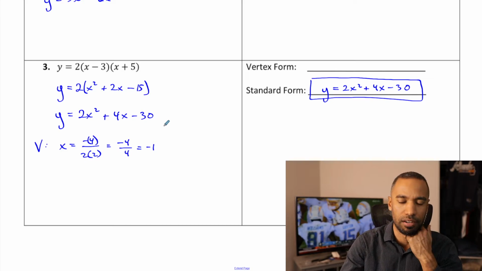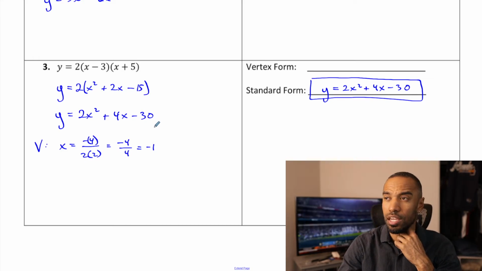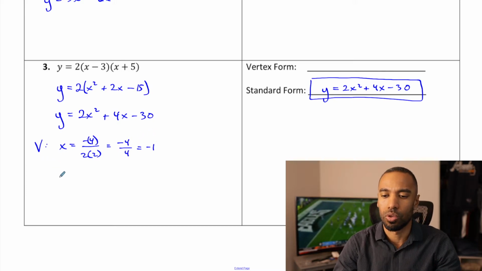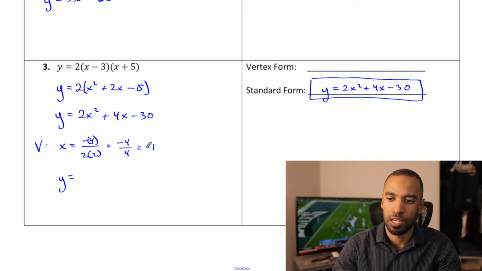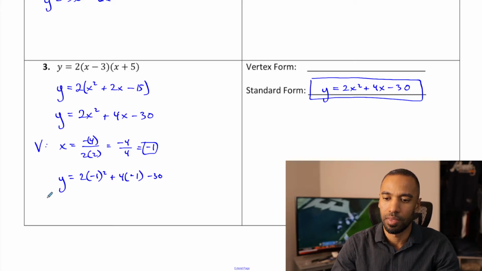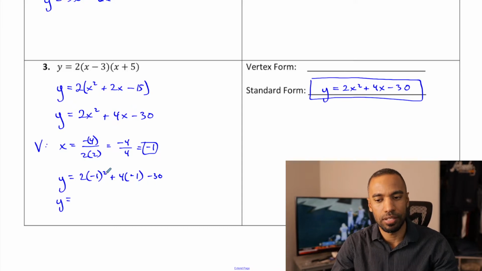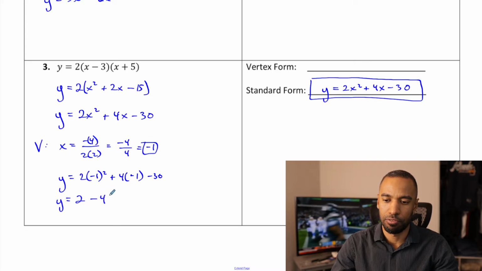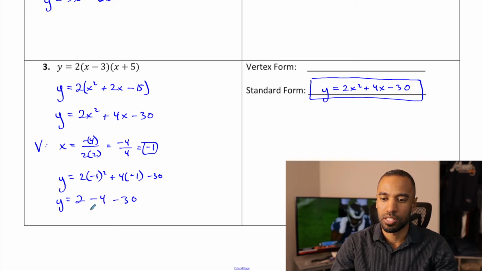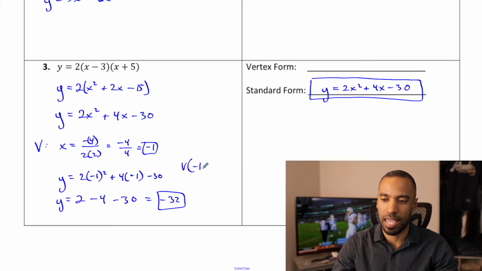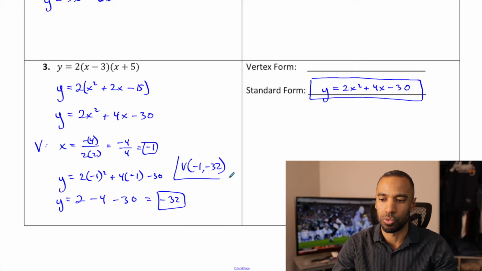I guess it's not much lower than negative 30, but it's low enough to matter. Oh, I think I can go by 2's. I think it's going to hit negative 32. So I think I can go by 2's. So the y value of this thing is going to be, you plug in negative 1 into here. So 2 times negative 1 squared plus 4 times negative 1, minus 30. Negative 1 squared is positive 1. 2 times 1 is 2. 4 times negative 1 is negative 4. And then minus 30. So that's negative 2 minus 30 is negative 32. So your vertex is going to be at negative 1 comma negative 32, okay?